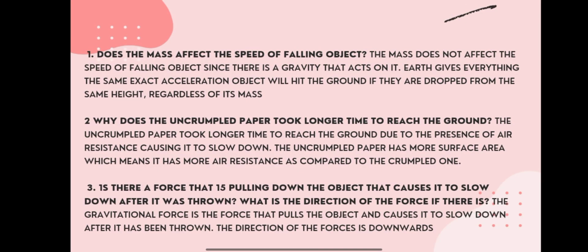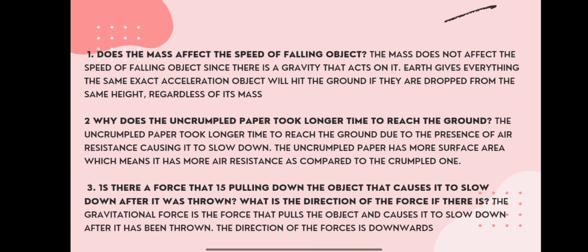Guide question 1. Does the mass affect the speed of a falling object? The mass does not affect the speed of a falling object since there is gravity that acts on it. Earth gives everything the same exact acceleration. Objects will hit the ground at the same time if they are dropped from the same height, regardless of their mass.